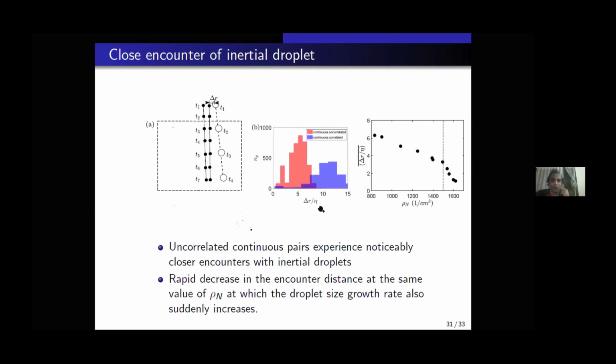Okay, so that's what we finally plot in the rightmost plot here, where we are plotting a measure of the closest encounter with an inertial droplet on the y-axis as a function of the droplet number density for all these continuous droplet pairs. And indeed, there are more close encounters of inertial droplets that we observe beyond this threshold value of the droplet number density, beyond which we saw that the droplet size growth rate rapidly increases with droplet number density.